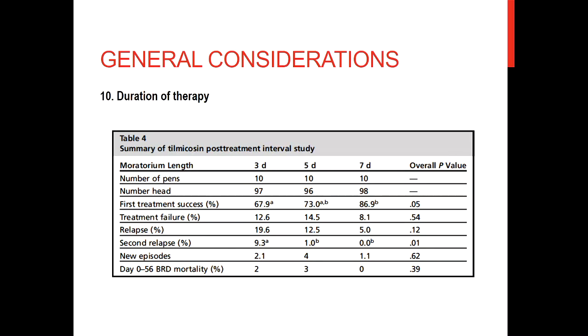This is Micotil or tilmicosin. Same thing, diagnosed with BRD, I give them tilmicosin and I wait 3, 5, or 7 days before declaring them a treatment failure. In the 3-day group, first treatment success, 68%, 5-day group, 73%, 7-day group, 87%. By doing nothing for an additional 4 days, 20% more animals get better. Interesting, right? So the point behind saying that is, and it's not directly correlated to duration of therapy, what it is is it's saying I can reduce the number of antimicrobial exposures one animal gets by giving them time to recover.